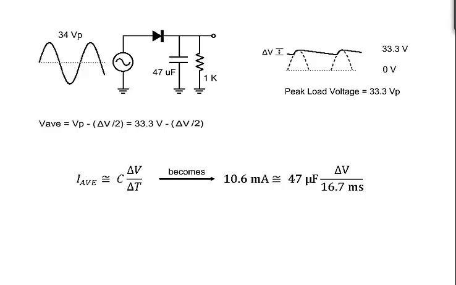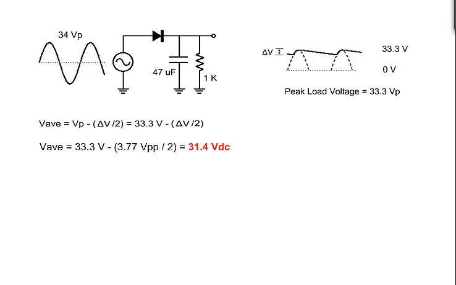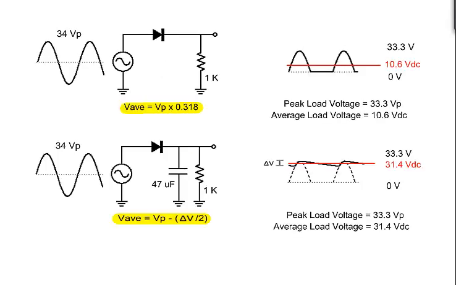Plugging in the known values and rearranging to solve the ripple voltage gives us 3.77 peak-to-peak volts. That's delta V. Replacing delta V with 3.77 volts in the original equation for finding the average load voltage gives us 31.4 volts DC. Look how much smoother and higher the output voltage is just by putting a filter capacitor in parallel with the load.